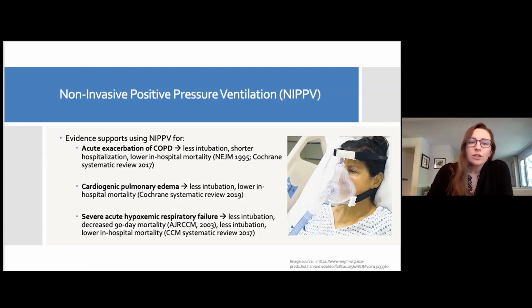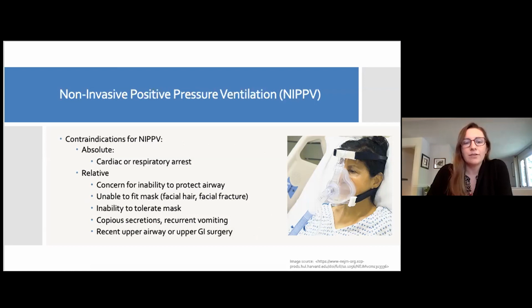Finally, since the early 2000s, the use of non-invasive positive pressure ventilation in acute hypoxemic respiratory failure, as opposed to hypercarbic respiratory failure, has been examined. And again, here it's been shown to decrease intubation rates and in-hospital mortality.